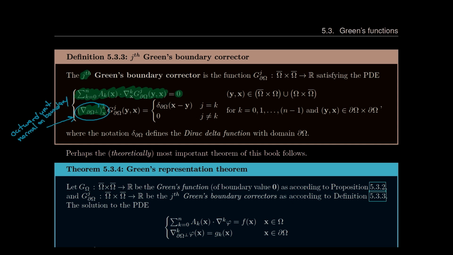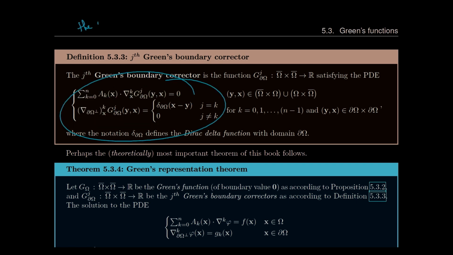So if we take the kth outward unit normal on the boundary of the jth boundary corrector, I'm looking for the delta function specifically when j is k. So if these two numbers align, I want to get the delta function out of it. If those two numbers don't align, I want to get a 0. So what's actually going on here? This is just the opposite of the Green's function.